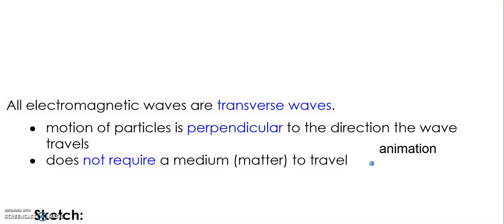So all electromagnetic waves are what we call transverse waves. That means that the motion of the particles is perpendicular to the direction of the wave. So perpendicular, remember, is like this, that 90-degree angle or that right angle. So that means the particles go up and down, for example, as the wave goes side to side.